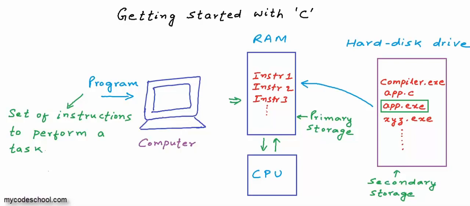Okay, now one question will be, why can't CPU fetch instructions directly from hard disk? Why do we need RAM? And this is because access to RAM is a lot faster than access to hard disk. It's hundreds and thousands of times faster. If CPU were to fetch directly from hard disk, performance in terms of time of execution would be terrible.